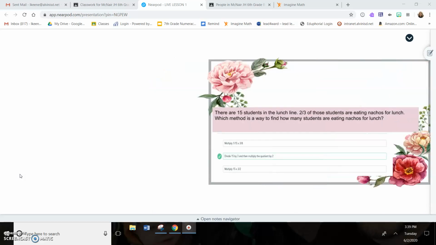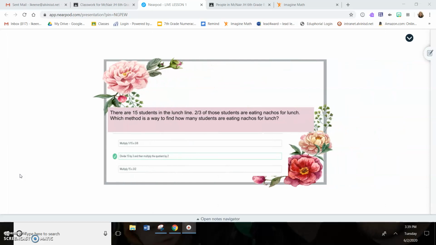Okay, let's look at the last question. There are 15 students in the lunch line. 2/3 of those students are eating nachos for lunch. Which method is a way to find how many students are eating nachos for lunch?